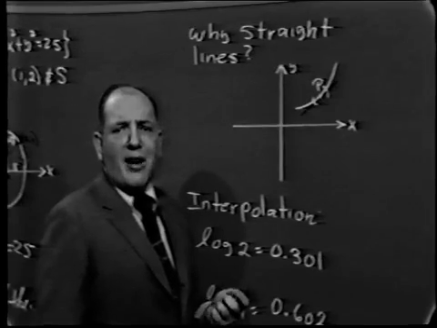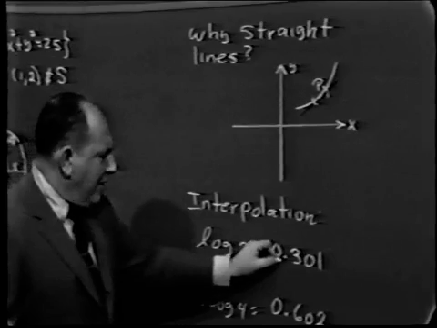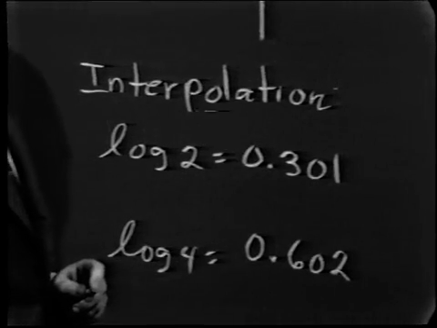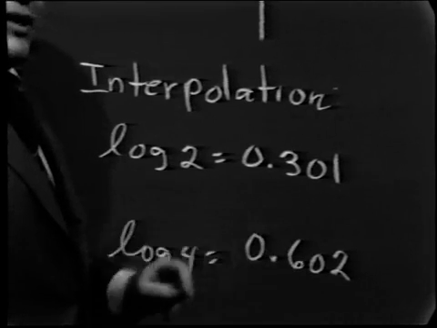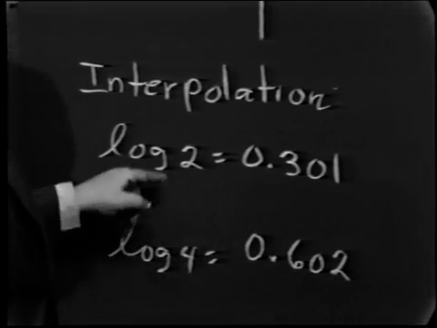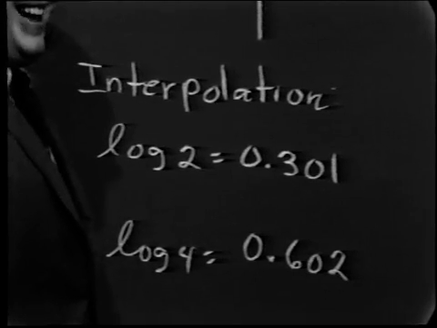For example, let's suppose I go to a log table and I look up the log of 2. I find that the log of 2 is 0.301. I look up the log of 4. I find that's 0.602. Now I look for the log of 3 and I see that it's been obliterated. I don't know what it is.